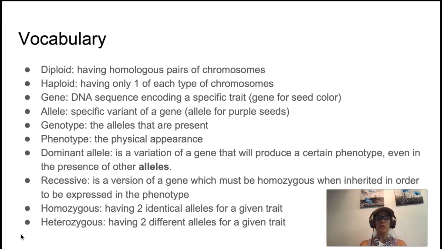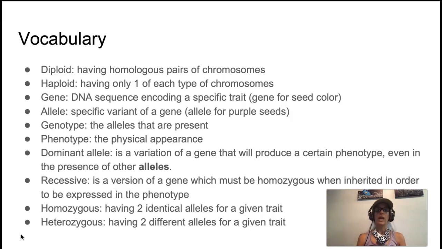Vocabulary. This is the vocabulary list that is with your Mendelian genetics lab in the lab archives notebook. Diploid and haploid we already saw in meiosis. Just a reminder that diploid is a cell or organism that has its chromosomes in homologous pairs, for each type of chromosome, one from the maternal parent and one from the paternal parent. And haploid is going to be the gametes, having only one of each type of chromosome.